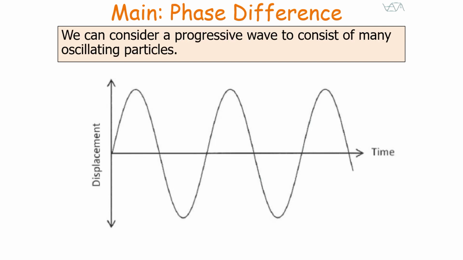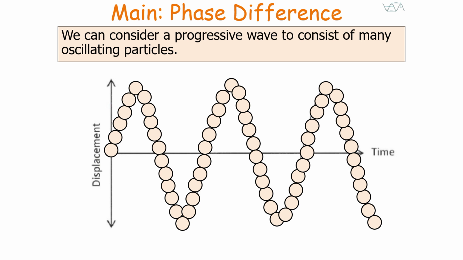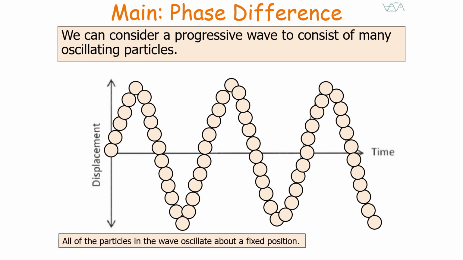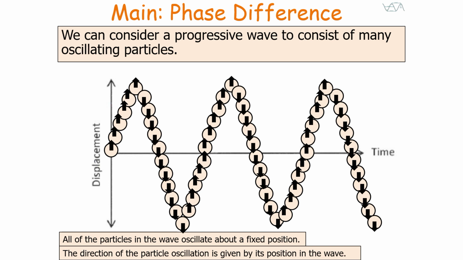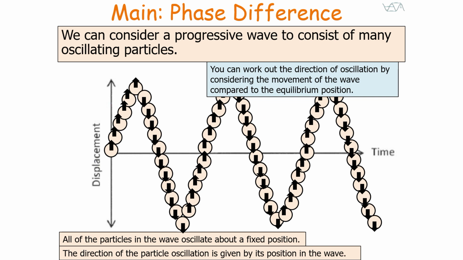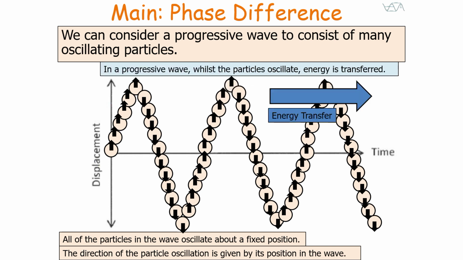Now, we can consider a progressive wave to consist of many oscillating particles if it's in fact a mechanical wave, as shown here. All of the particles will oscillate about a fixed position, and the direction of the oscillation can be given by the position in the wave. So for example, here you can see the direction in which these different particles are oscillating. You can work out the direction of oscillation by considering the movement of the wave compared to the equilibrium position. In this progressive wave, whilst the particles oscillate, the energy is being transferred.